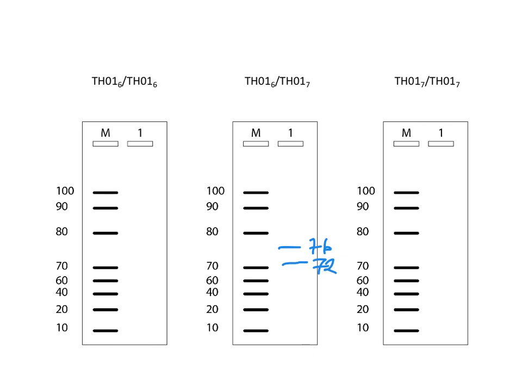How do we expect this to differ between a heterozygote and a homozygote? If you're homozygous, then we would only have one band on both of the homozygotes at 76 and 72. So this TH16, which allele is bigger, in terms of number of base pairs, 6 or 7? 7. 7's longer, so that's a 76 nucleotide allele and a 72 nucleotide allele.